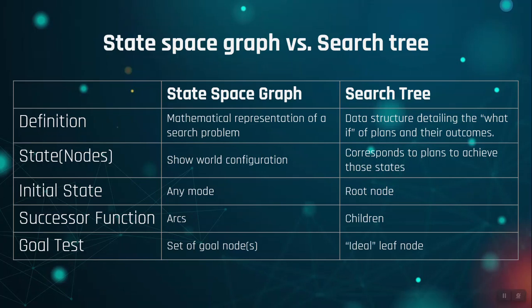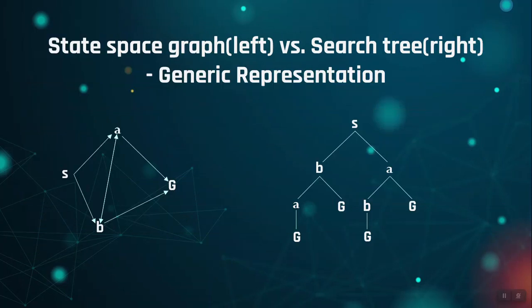And finally, for the state space graph, you have a set of goal nodes, or a specific goal node, and you see arcs leading to that goal node. While in search trees, you have an ideal leaf node, and that particular leaf node can be found anywhere, or in more than one place. So we can see on the left the state space graph, and on the right the corresponding search tree. We can see clearly how state interactions are clear in the state space graph, whereas the path is clear given the search tree.